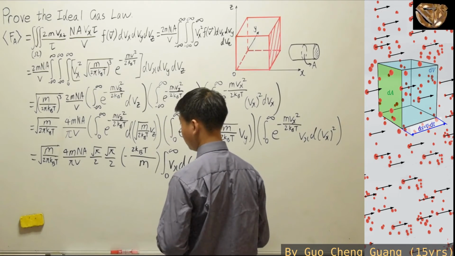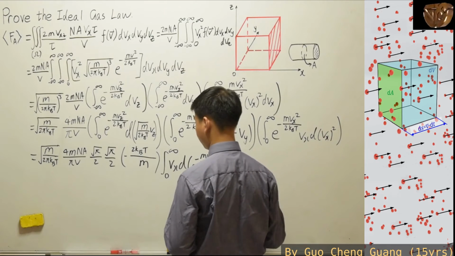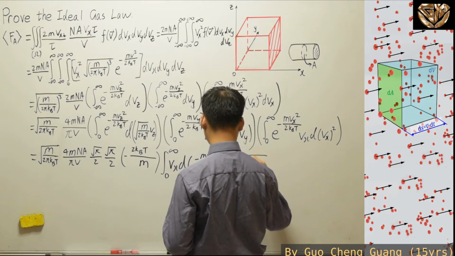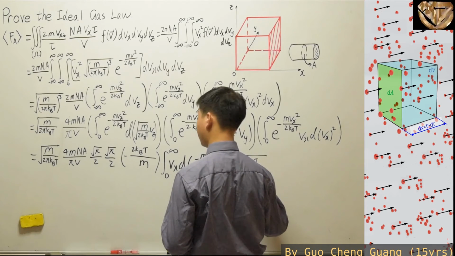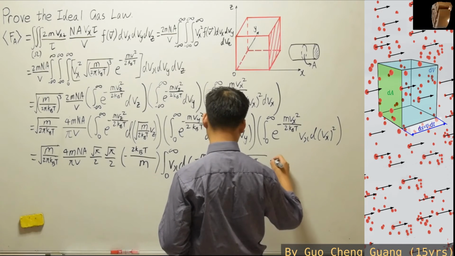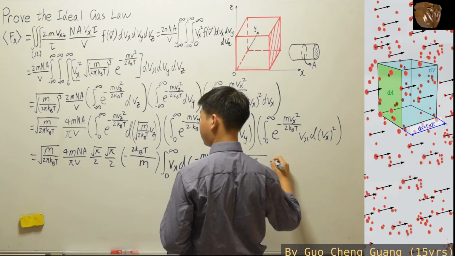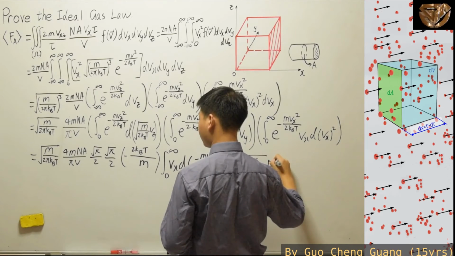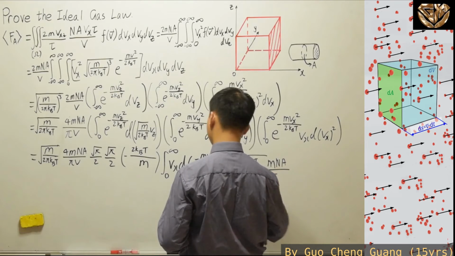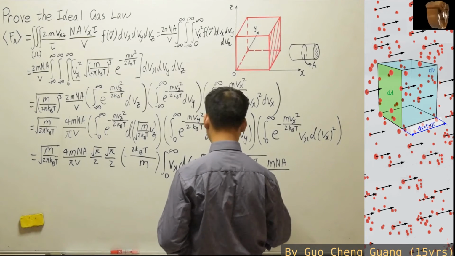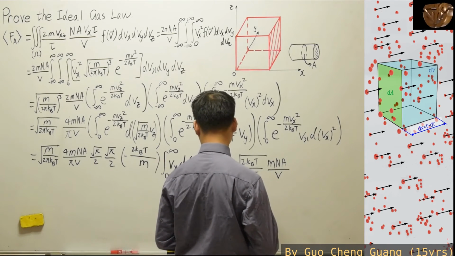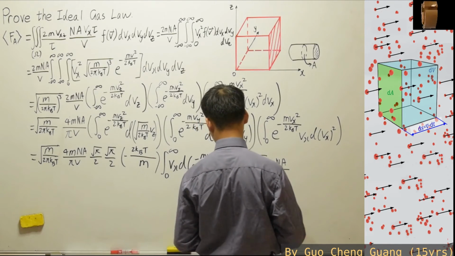So you're going to see negative square root 2kbt over m pi. And then here you're going to have m and a over no more pi, just v. Alright? So, integral by parts.